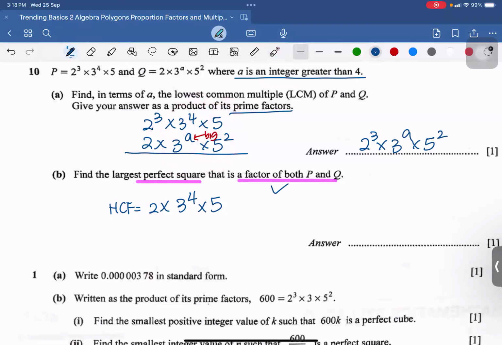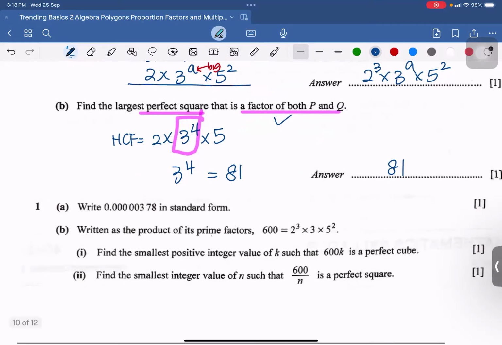The second condition, they want the perfect square. Which one is the perfect square? 3 to the power of 4. So the answer for this one will be 3 to the power of 4. But they want a number, a perfect square. 81. Correct, 81.